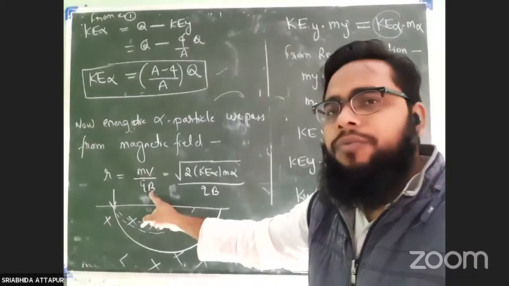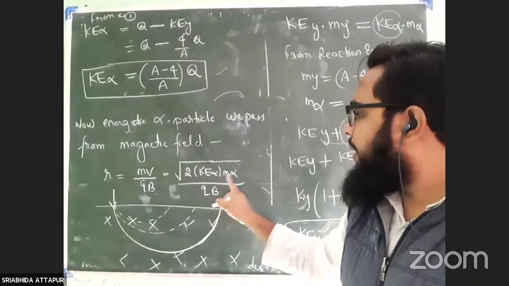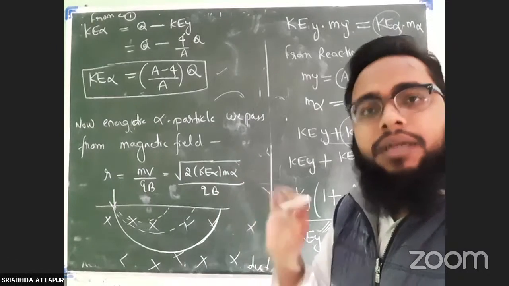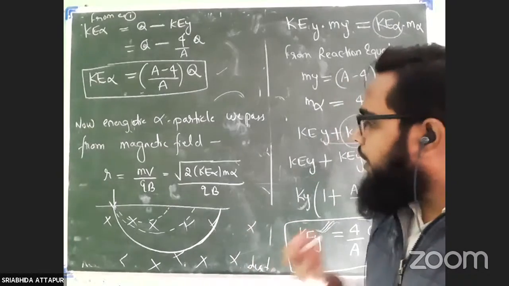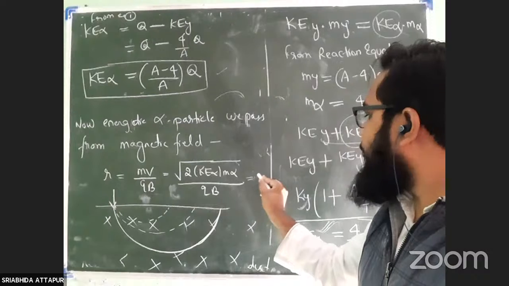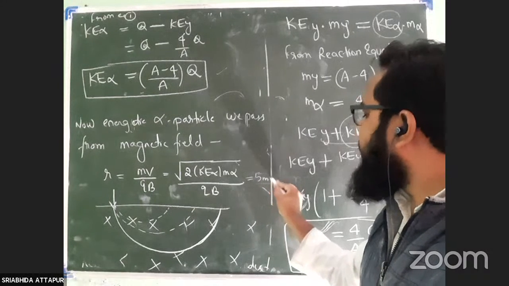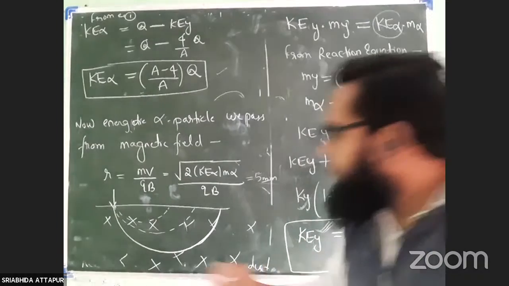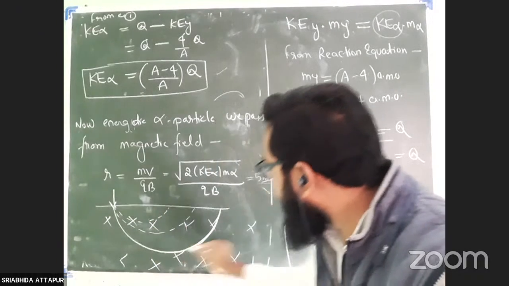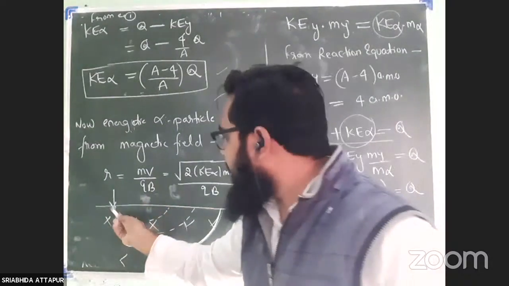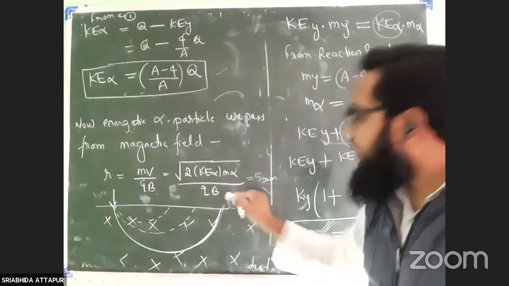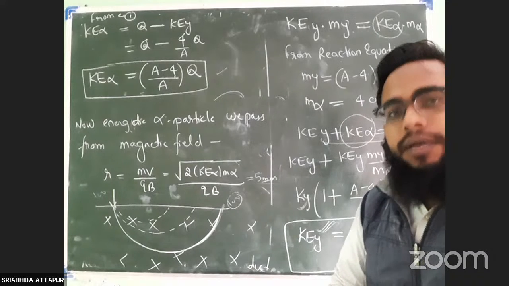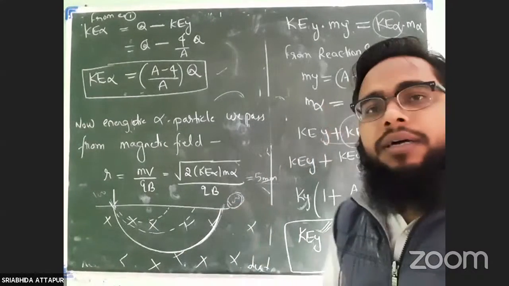R equals how much? mv upon qB. So everyone remembers, in terms of kinetic energy, 2 times the kinetic energy of the alpha particle times m of the alpha particle upon qB. Now, whatever I am saying right now, you have to write in your own language, 2 to 3 lines. Suppose that here we calculate and got the radius as 5 mm, 5 centimeter, whatever. It means every particle should follow this path now. If we send 100 particles from this point, then at this point we should get 100 particles. Yes or no? Yes, sir.